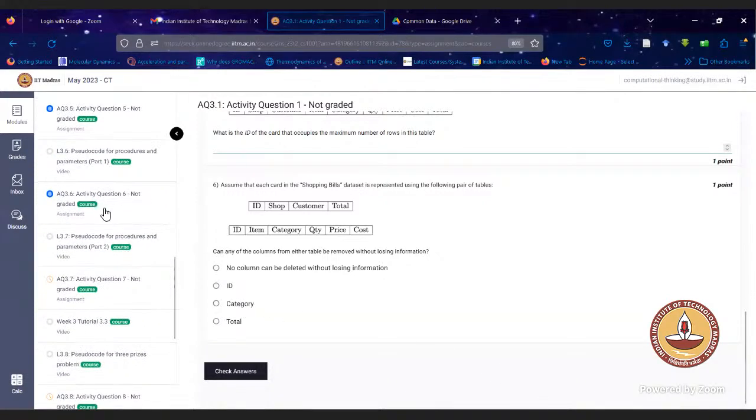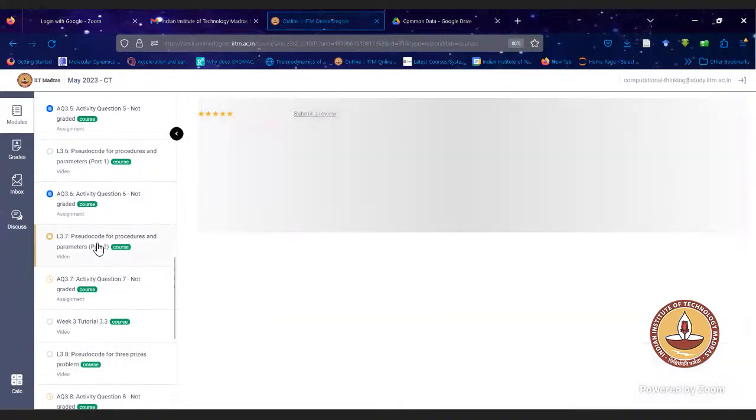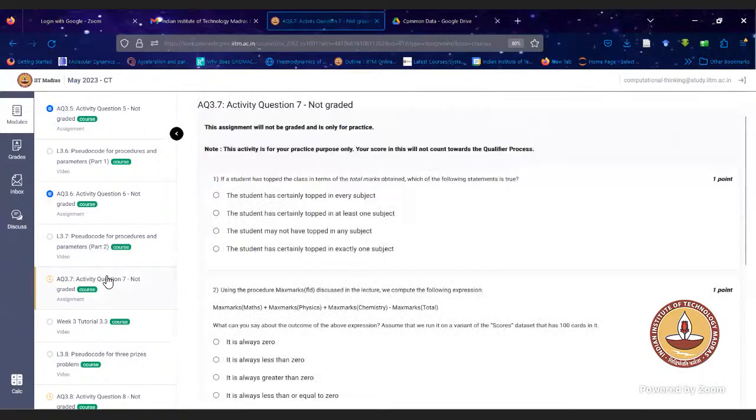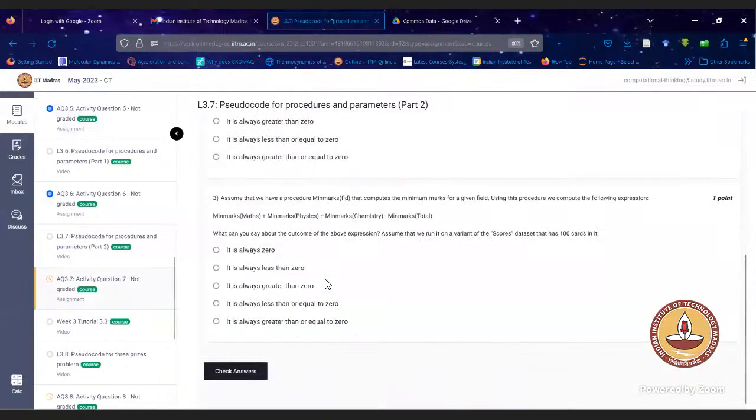Sir, in lecture 3.7, pseudocodes for procedure and parameter, professor uses two terms, gender and field. I just have a doubt in that. I cannot clarify between gender and field. Okay. So in procedure, right? The way you write procedure, let me just check, is there any procedure question in here? Just give me a second, okay?